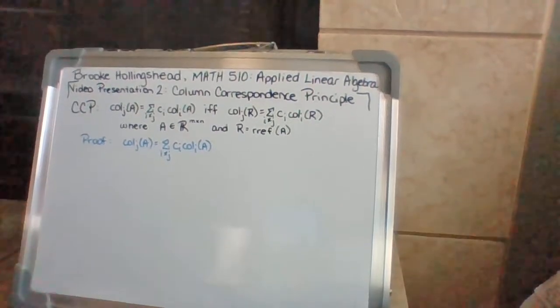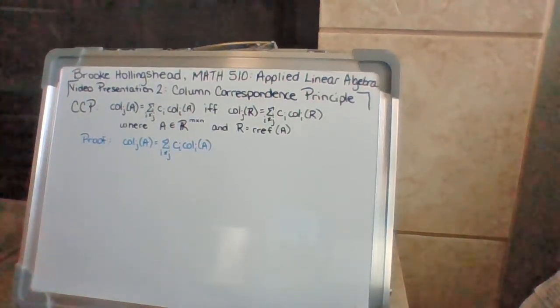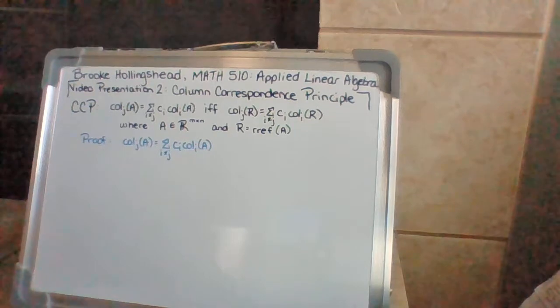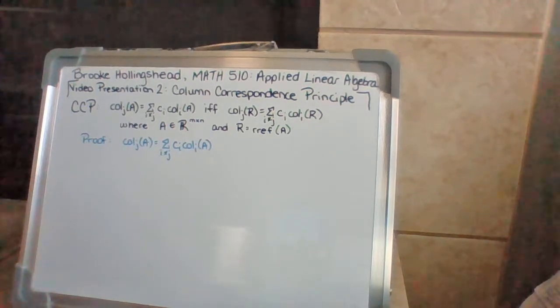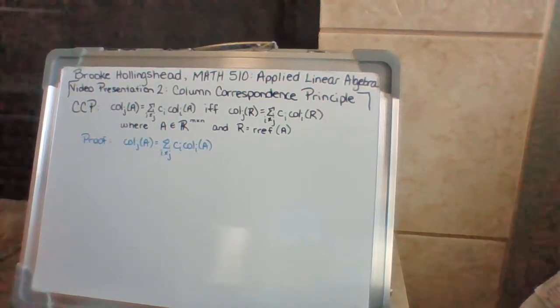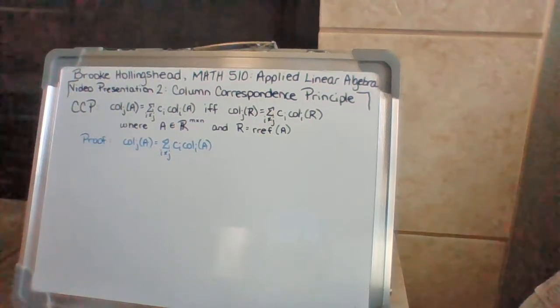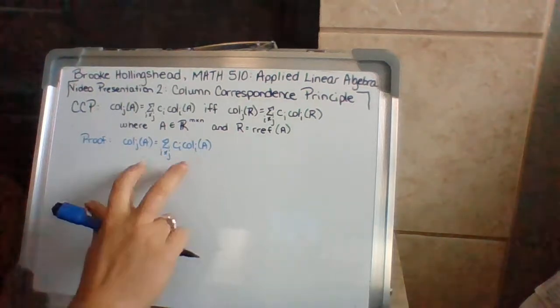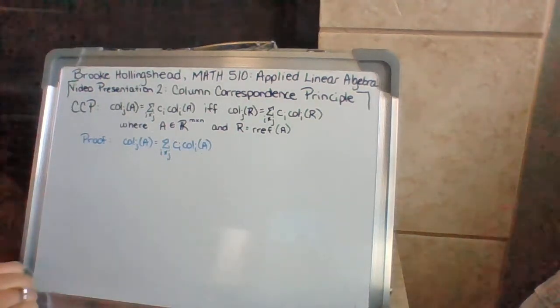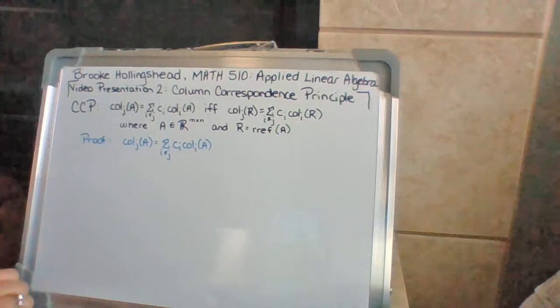So the CCP states that any column in matrix A can be written as a linear combination of the other columns if the same thing can happen for the columns in the row reduced echelon form of matrix A, which we're going to call R. So we're going to start this proof by assuming that that is true for the columns and show that it makes its way down to the same thing for the reduced row echelon form.